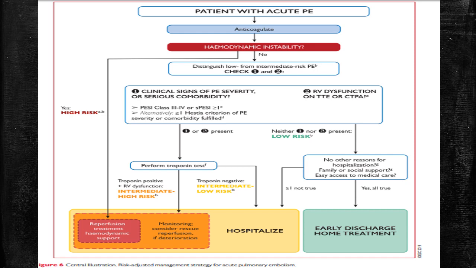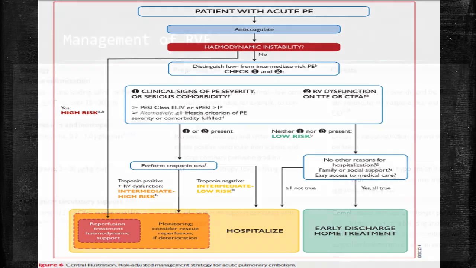Okay, and the other probability is clinical signs of pulmonary embolism severity or serious comorbidity, PESI class 3 or 4, or then you have to do what? You have to distinguish the low from intermediate risk pulmonary embolism, perform troponin tests, and follow accordingly. If it is negative, you have to hospitalize.